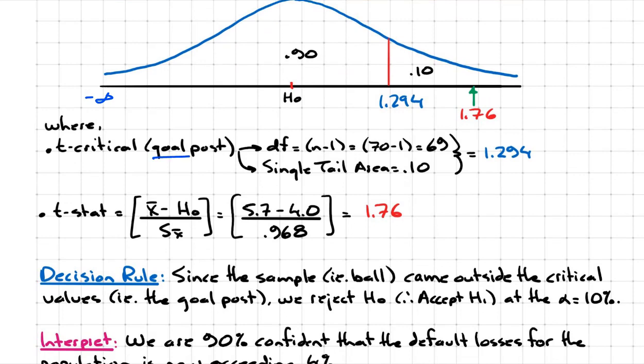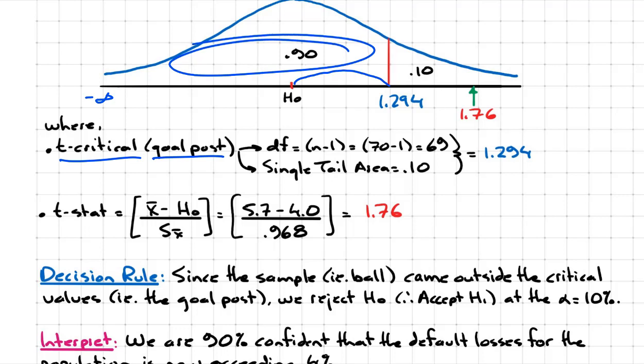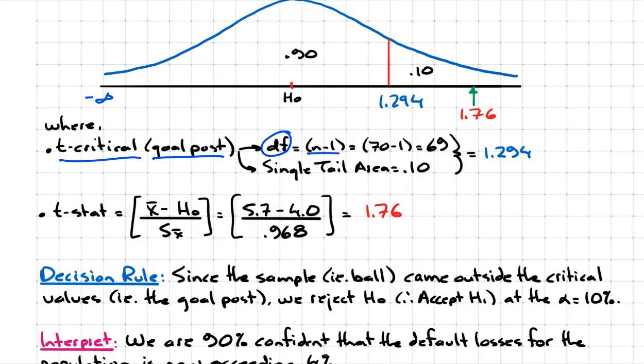So first the goalpost, which is referred to as T critical. What T critical tells us is how many standard deviations you need to move away from the null in order to construct your margin of error. To calculate the T critical, we need to specify two things: the degrees of freedom, which is n minus 1. In this case, it works out to 70 minus 1, which is 69. And the single tail area, which in this case is 10%.